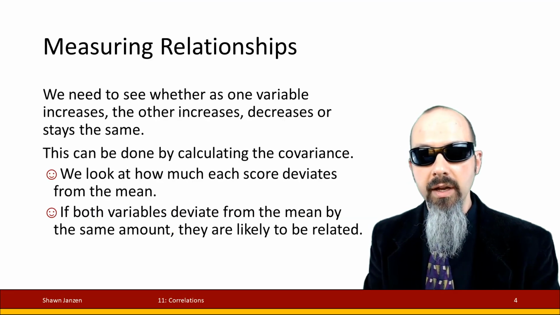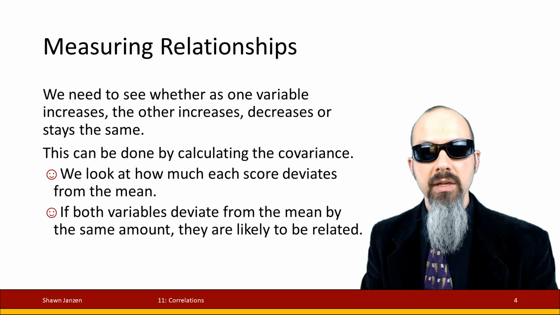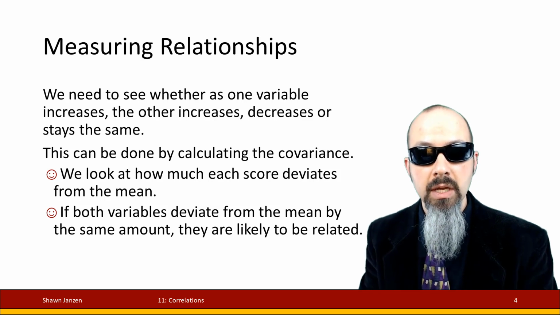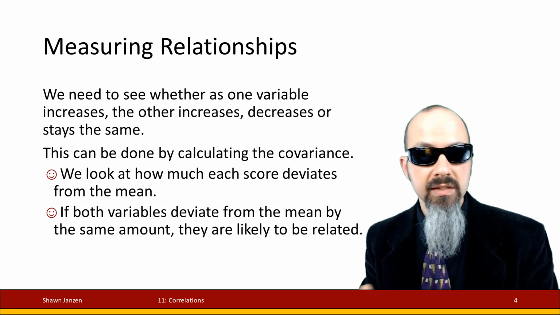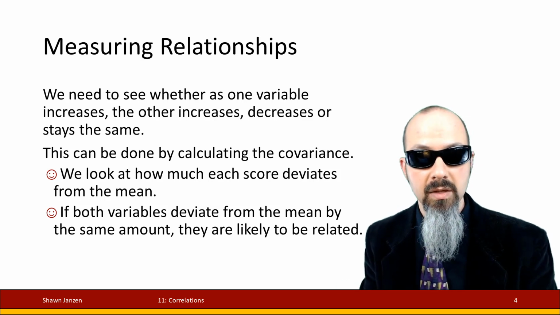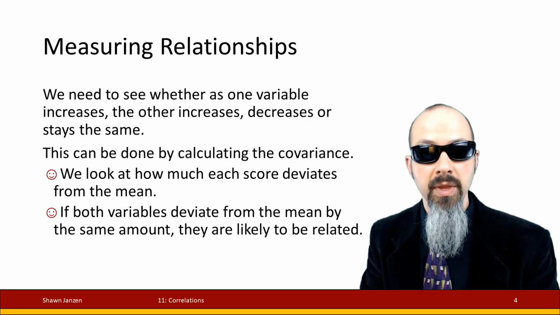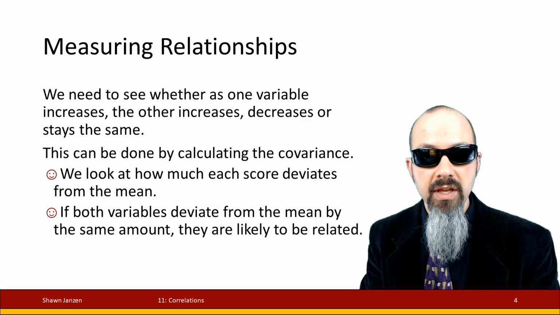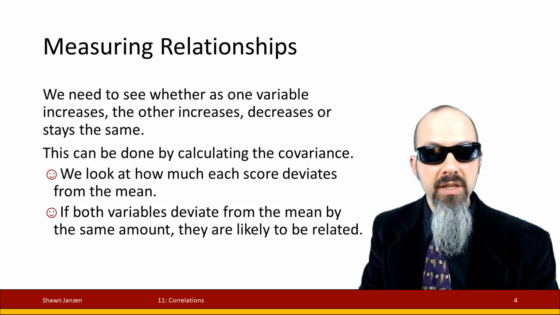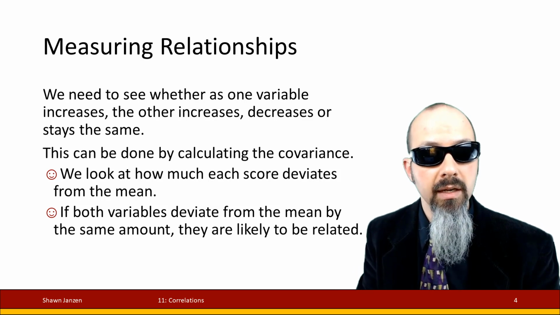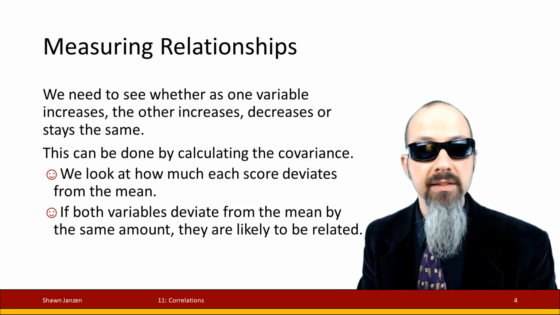Now with covariance we're talking about how we can measure these relationships, with correlations in general, to see how they increase, decrease, or stay the same. And so when we're dealing with this, we need a measure called covariance. Covariance is talking about deviations from the mean. If both of them are deviating from their means by a similar amount, they're more likely to be related, and so their covariance reflects this.